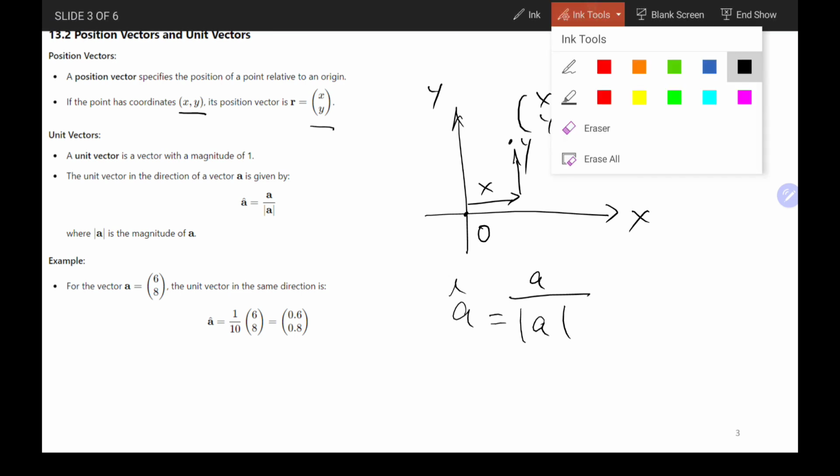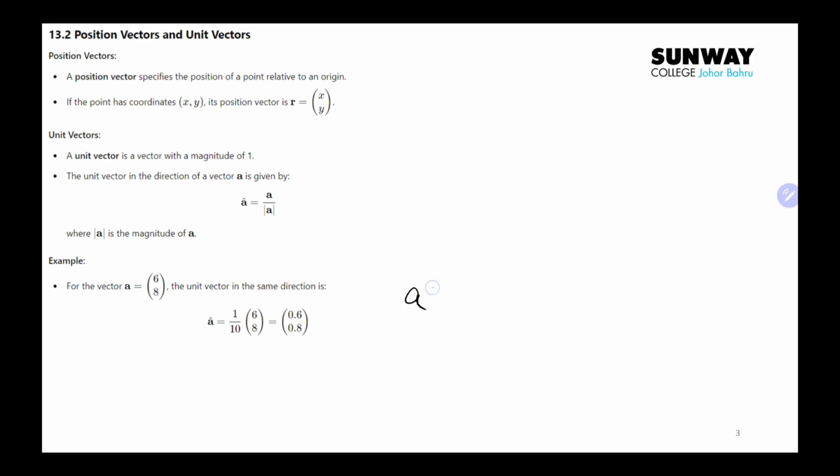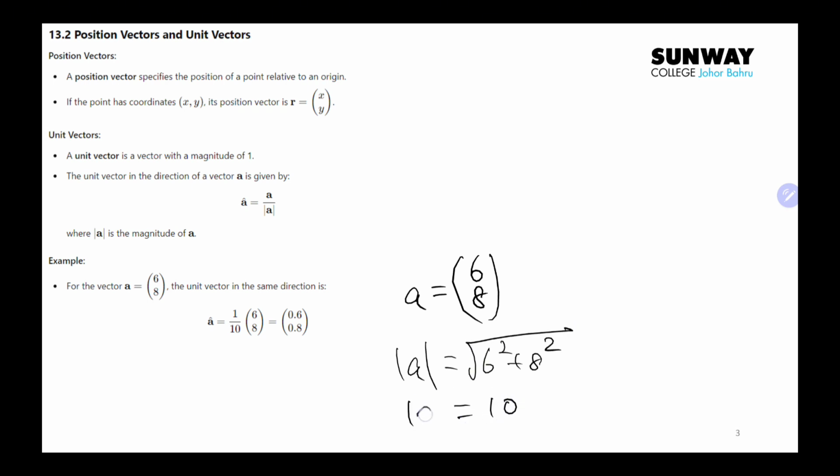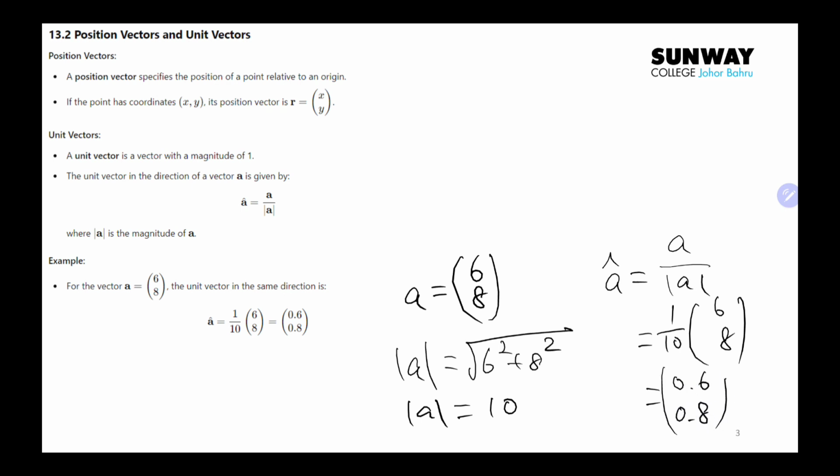A quick example: if a vector equals (6, 8), we can evaluate its magnitude, which is the square root of 6 squared plus 8 squared. In other words, it's 10. So if we would like to evaluate this unit vector, all we have to do is use the original vector divided by its magnitude. In other words, you will have 1/10 multiplied by (6, 8). So that's the reason why you will get 0.6 and 0.8 in the x and y directions.